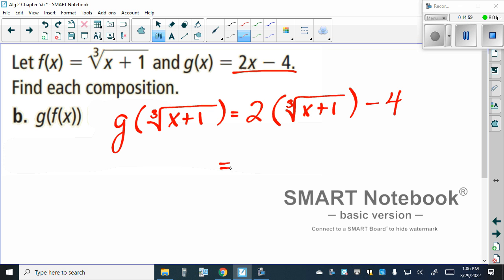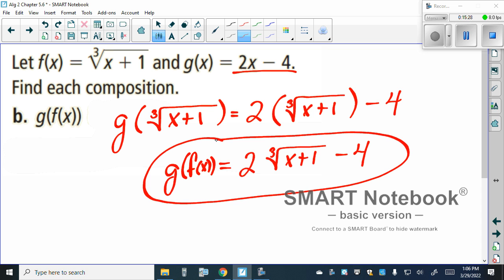Now, whenever we multiply like roots, so if we multiply two cube roots together, we would multiply what's inside. But here we have 2 and a cube root. They both don't have radicals. We can't just multiply what's inside. We're just doing 2 times the cube root of x plus 1. That's actually it.